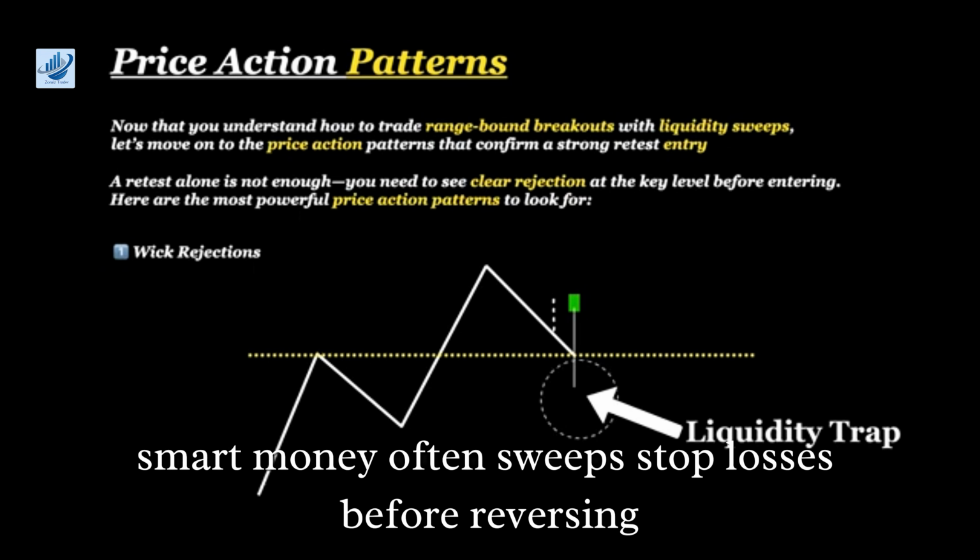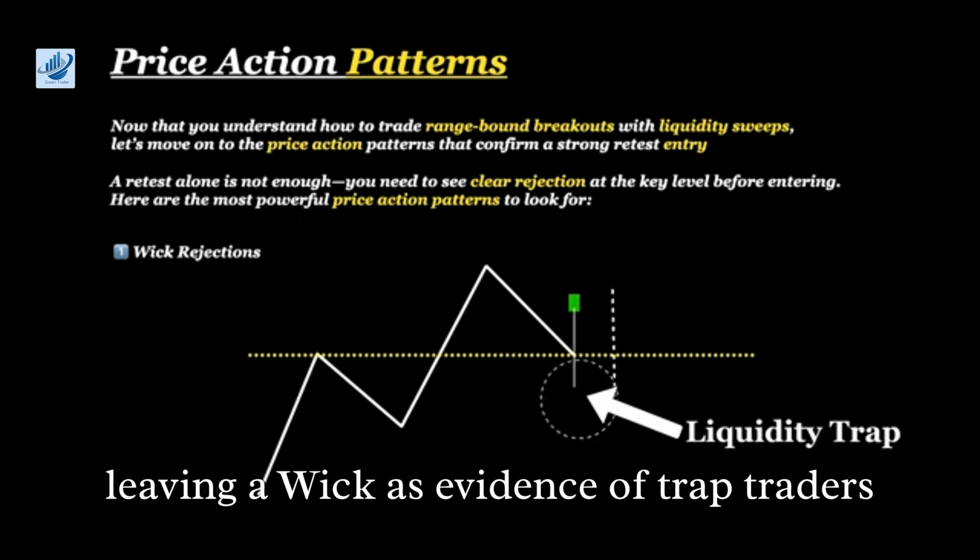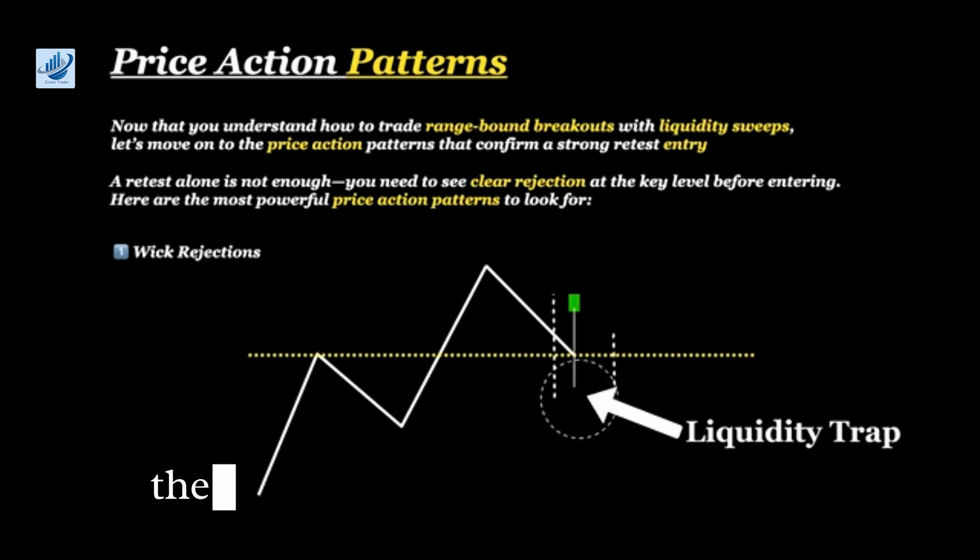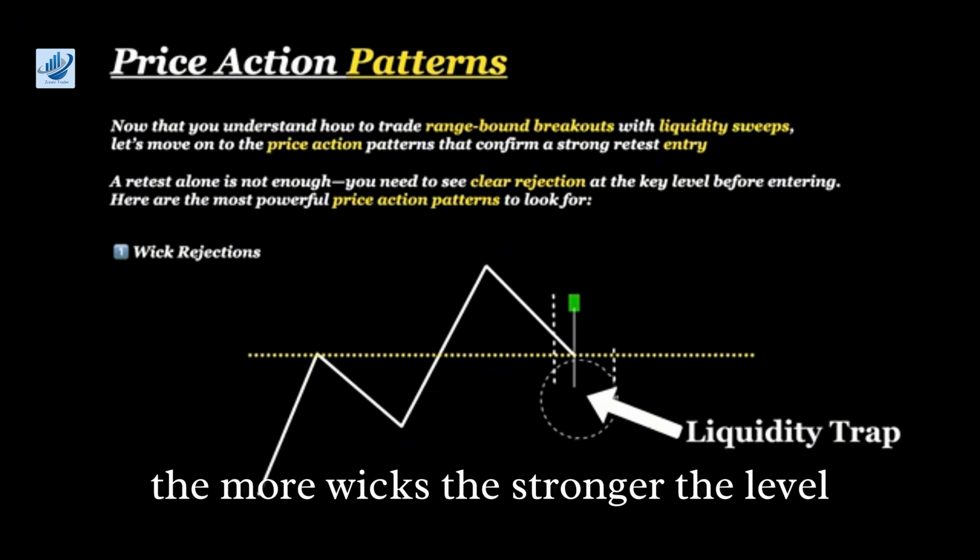Smart money often sweeps stop losses before reversing, leaving a wick as evidence of trapped traders. The more wicks, the stronger the level. If price keeps testing a level but can't break through, it signals a high probability trade setup.